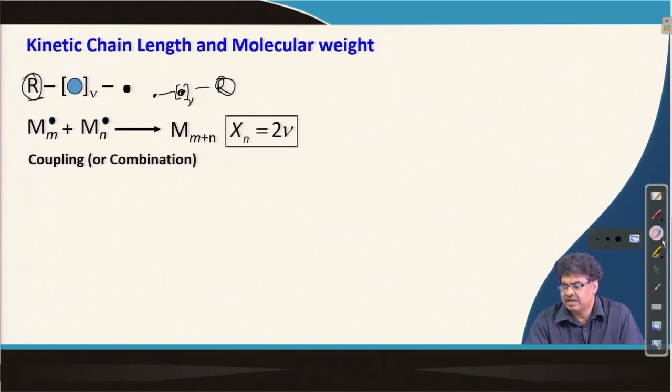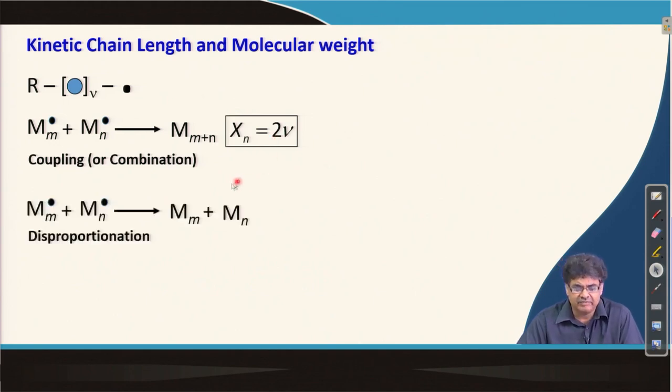So, if the termination happens by combination or coupling, then the degree of polymerization is given by twice the kinetic chain length, and the number of initiator residues present in a single polymer chain is 2, because both sides have one initiator residue. Now, if the termination happens by disproportionation, then we have two polymer chains, each with an average number of monomers equal to nu, because two propagating radicals give two chains. So, on average the degree of polymerization would be equal to the kinetic chain length, and in this case there would be one initiator residue per polymer chain.